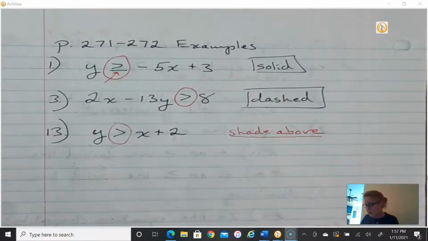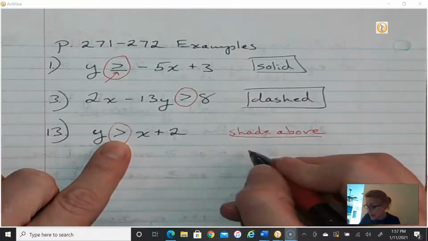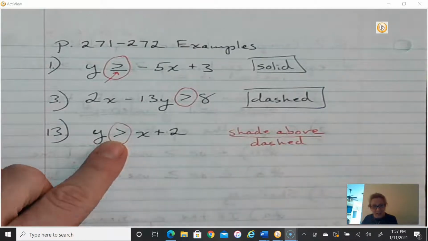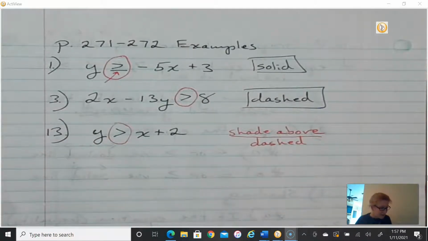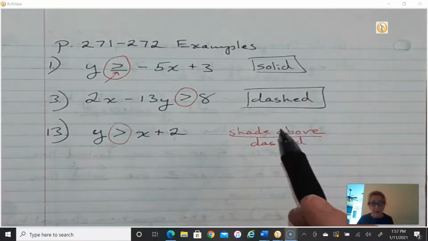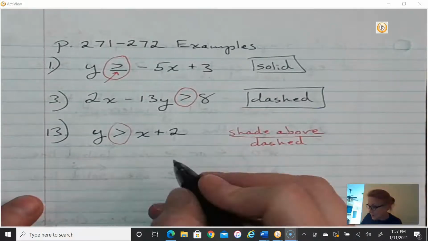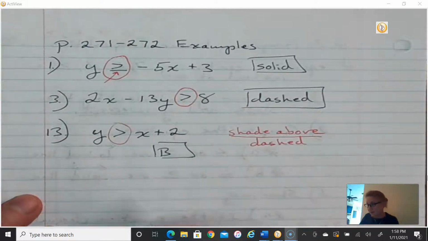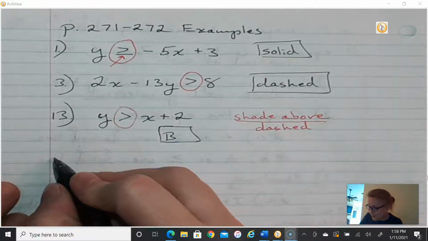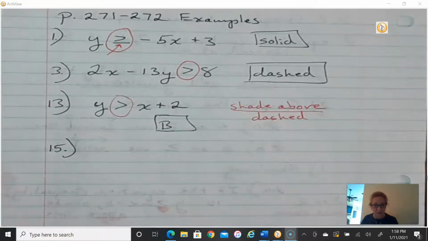The other clue: is this going to be solid or dashed? It's going to be dashed. Just knowing that, which graph is it? You're looking for the graph that is shaded above and dashed. You're correct, it's B. B is your answer. See how easy that was? You can rewind that and look at it again, or even ask your sub.